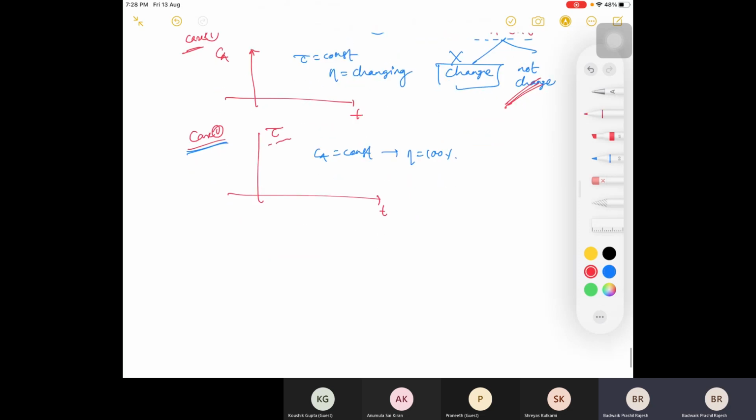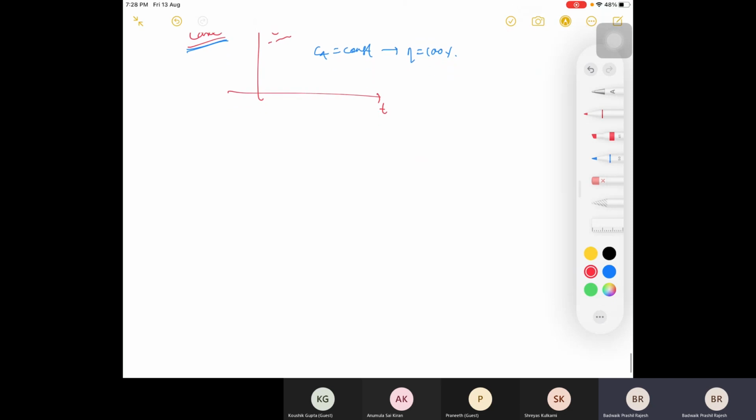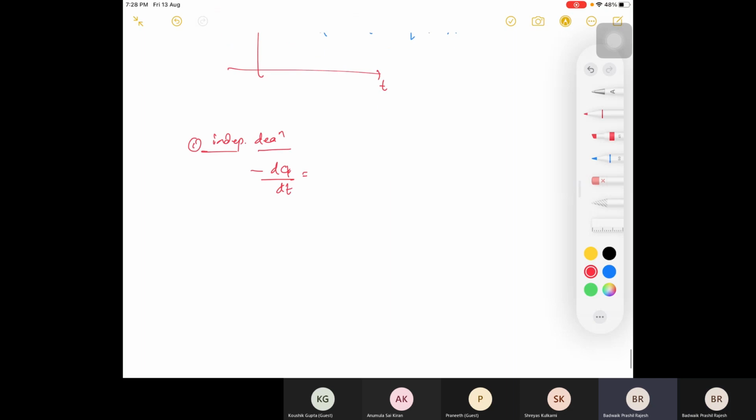Now please go back to our heading, batch solid, mixed flow, constant flow of fluid, and I'll derive things. First assumption will be independent deactivation. So what is my equation? Minus dA by dt is equal to kd into A.